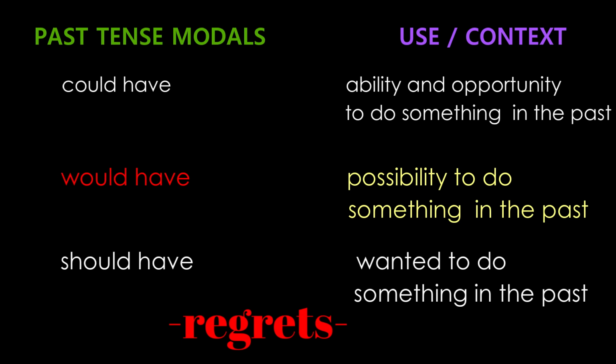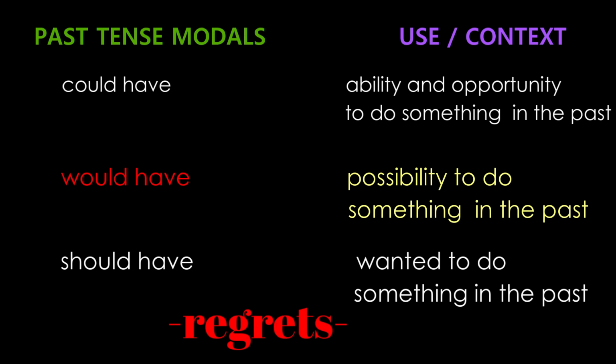We are going to review all the past tense modals that we have learned in this tutorial, and they are could have, would have, and should have. Could have, use this past tense modal to show that you have the ability and opportunity to do something in the past. The keywords here are ability and opportunity.